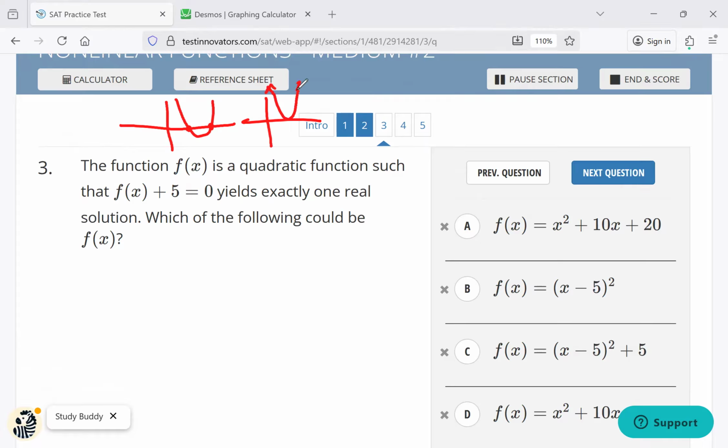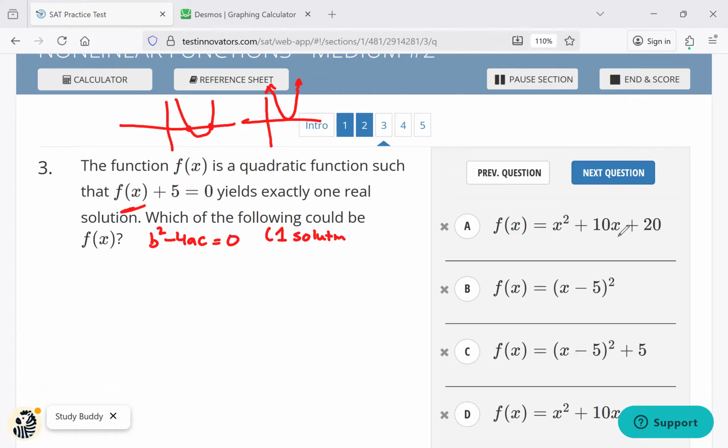So be careful. There's a plus 5 here, and they're asking what f of x should be, so you have to add that plus 5. You could literally test each one in Desmos and figure out if it touches the x-axis once. That would be correct. What you could also do is use the discriminant rule: b squared minus 4ac. If it gives you 0, that's how you know you have one x-intercept, or one solution.